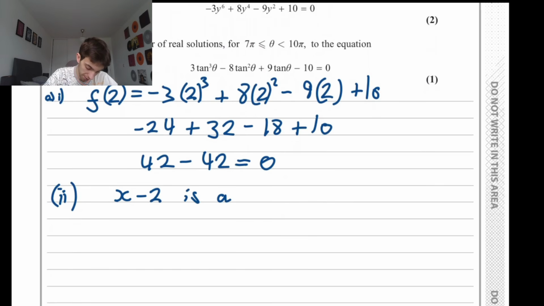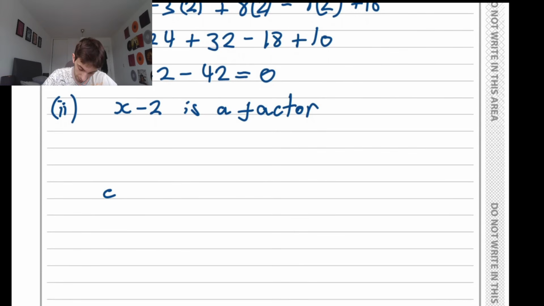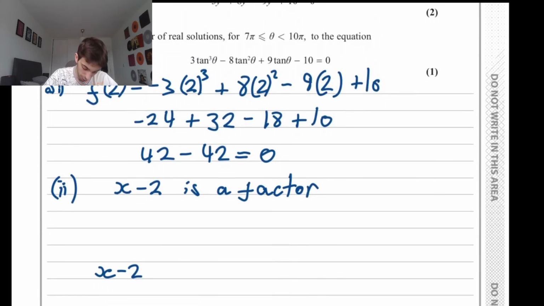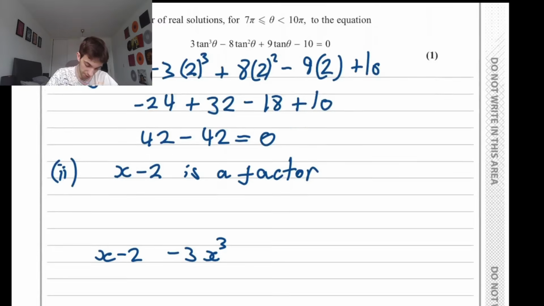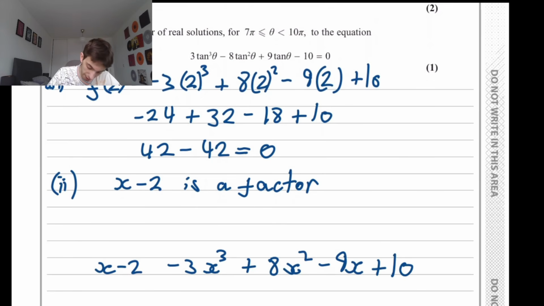So we know that x minus 2 is a factor. They want us to write it as a product of two algebraic factors. So what we're going to do is divide our minus 3x cubed plus 8x squared minus 9x plus 10 by x minus 2. So a bit of polynomial algebraic long division.